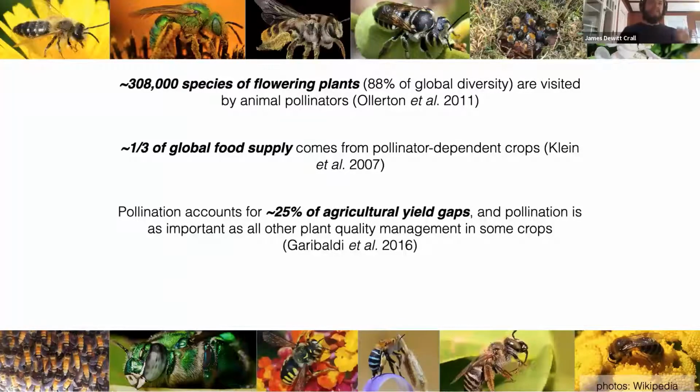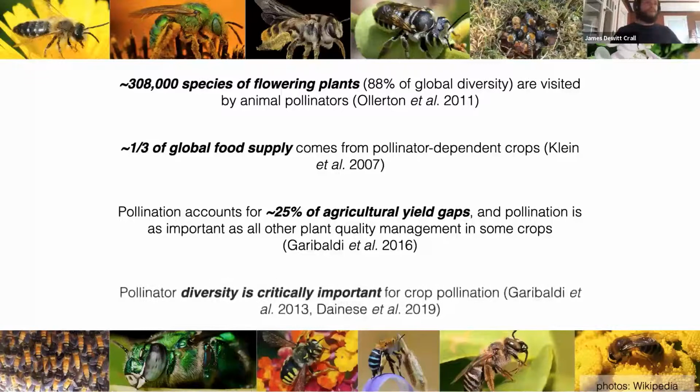And in existing systems, we think that about a quarter of existing yield gaps, so if you look within a particular crop at the difference between high and low yielding farms and try to understand what drives that difference, about a quarter of that might be due to lack of sufficient pollination. So this is an important real world problem with important impacts on food production. And in addition to managed commercial pollinators like honeybees and also some bumblebees, we're increasingly learning that pollinator diversity is really important for food production.